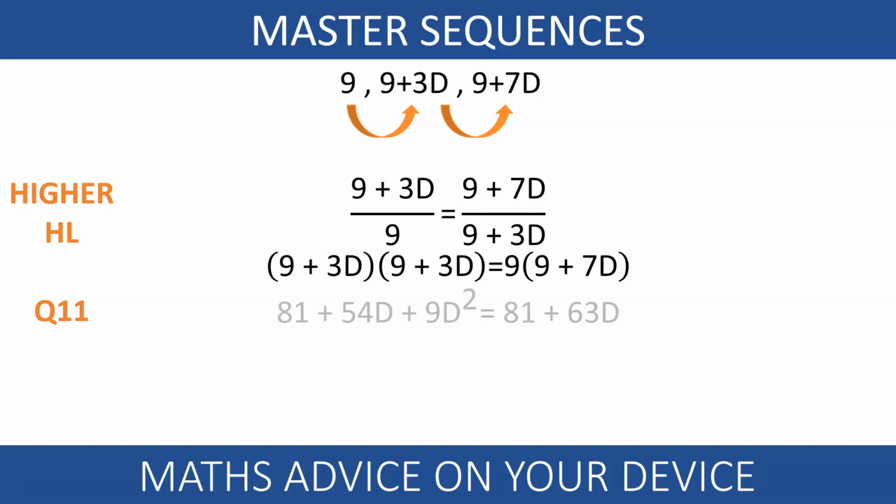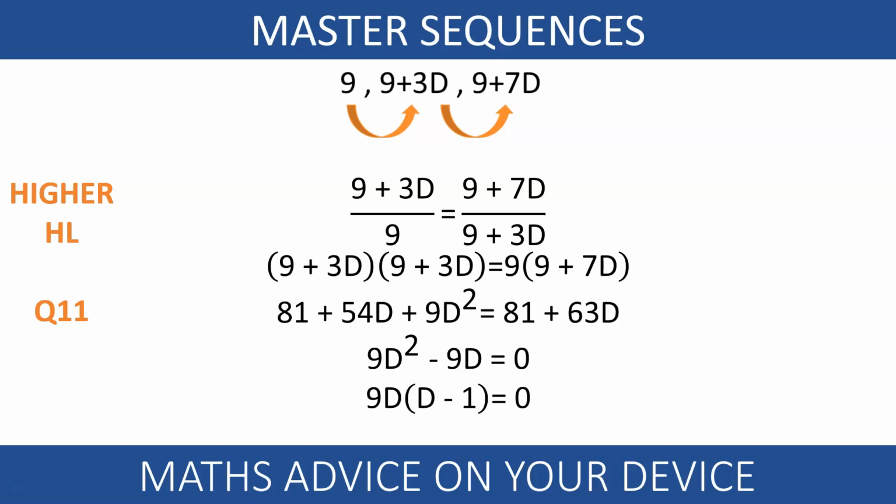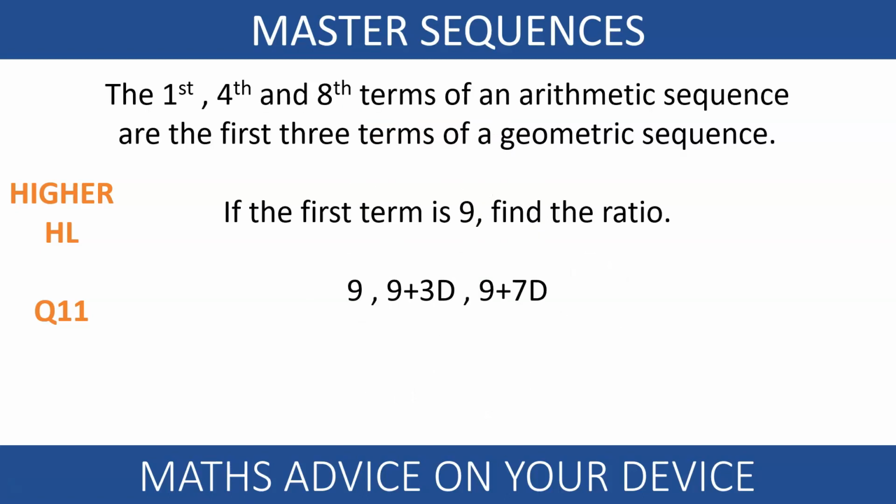Expanding brackets and rearranging, we are left with the quadratic 9d squared minus 9d equals 0. Factorizing, I can see that d equals 0 is one solution, but this makes no sense. So we use the second, d equals 1. Replacing d with 1, we obtain the geometric sequence 9, 12, 16, etc. The ratio can be found by dividing 12 by 9 or 16 by 12. That is 4 over 3.